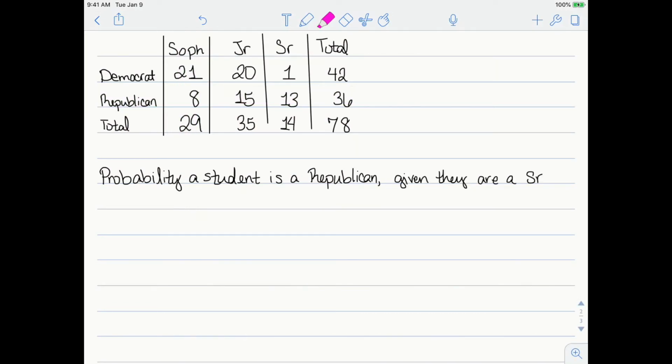I now want to know the probability a student is a Republican given that they're a senior. So I know this student is a senior, so I'm only going to consider the seniors and ignore the rest of the table. Well, there are 13 Republicans out of a total of 14 seniors, so my probability would be 13 over 14.